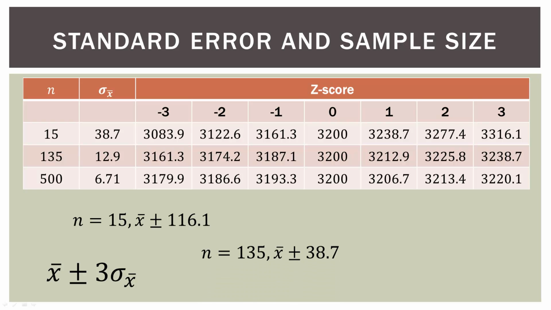Now for a sample size of 135, that goes down to plus or minus 38.7. So again, the distribution is narrowing in towards the mean. And then finally for a sample size of 500, that plus or minus is 20.1. So again, you can see that the mean is 3,200. If we go up to 3 standard deviations above that, for the sample size of 500, it's 3,220.1. Subtract those and we have a range of 20.1. So again, this distribution is narrowing in towards the mean, and you can actually see that through the application of the z-scores.